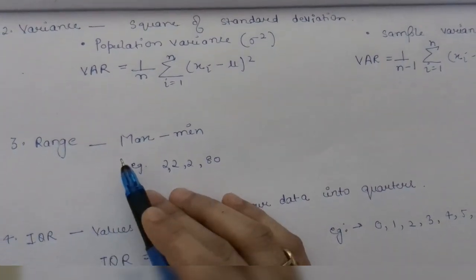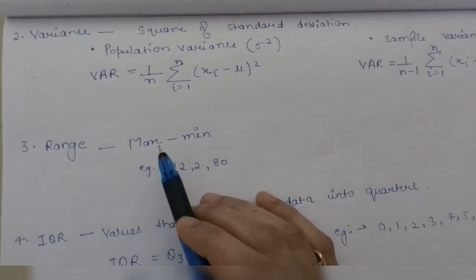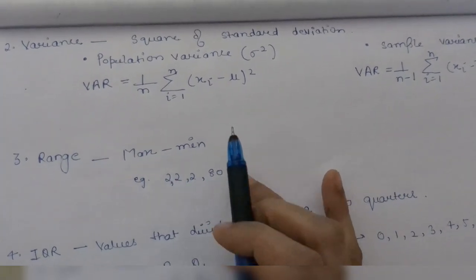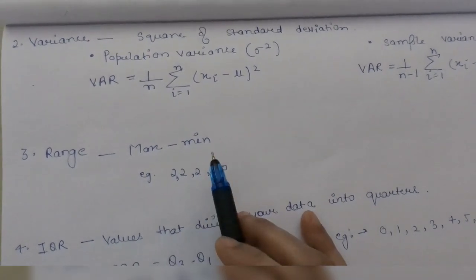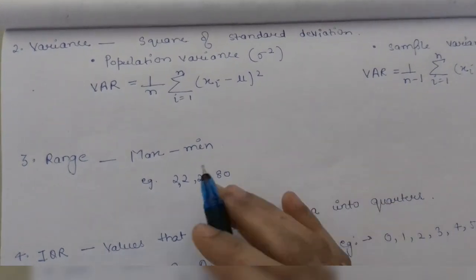Now come to the range. The formula for range is maximum minus minimum. So it is very easy to calculate. So when to calculate range?